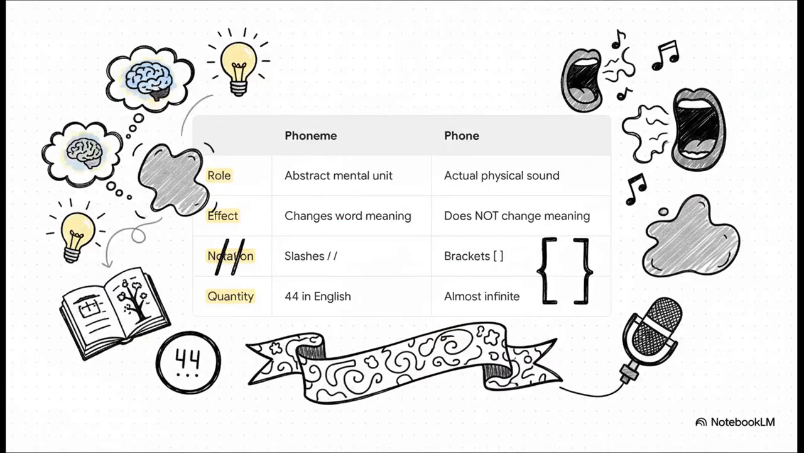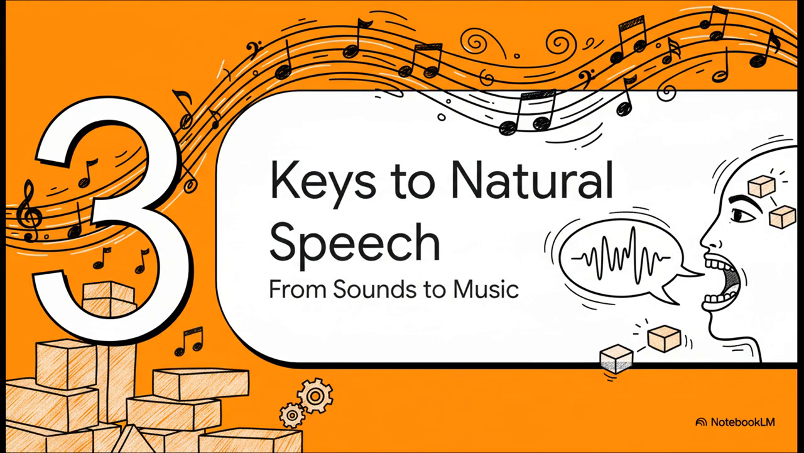Okay, let's just break this down in a super simple chart to make sure it sticks. The phoneme, that's the abstract idea in your head. If you change it, you change the word's meaning, and we use slashes for those. The phone, that's the actual physical sound you make. Changing it does not change the meaning, and we use brackets for those. Pretty clear, right? Okay, so now we've got our basic building blocks, phonemes and phones.